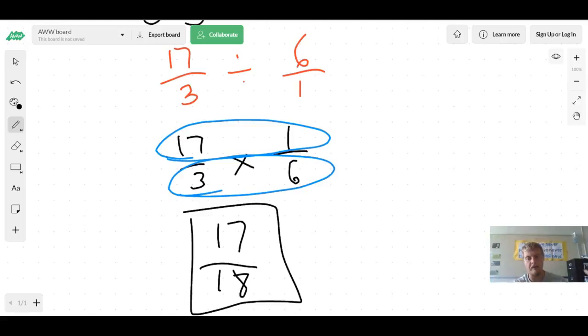So on dividing fractions, just like multiplying fractions, we want to make them improper, and then once we make them improper fractions, we can do the operation. Let's try another example.